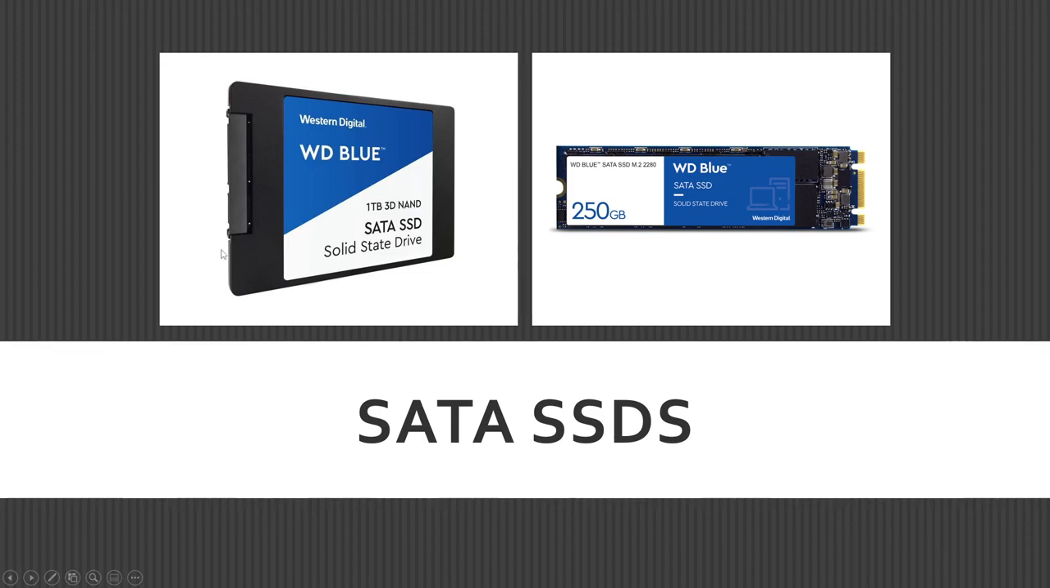And you can see this is what a SATA SSD with the SATA interface looks like. And this is what a SATA SSD with the M.2 interface looks like. Now, for M.2 drives, I want you guys to think about M.2 drives. They're about the size of a stick of gum, like a piece of extra gum. That's literally how small they are.